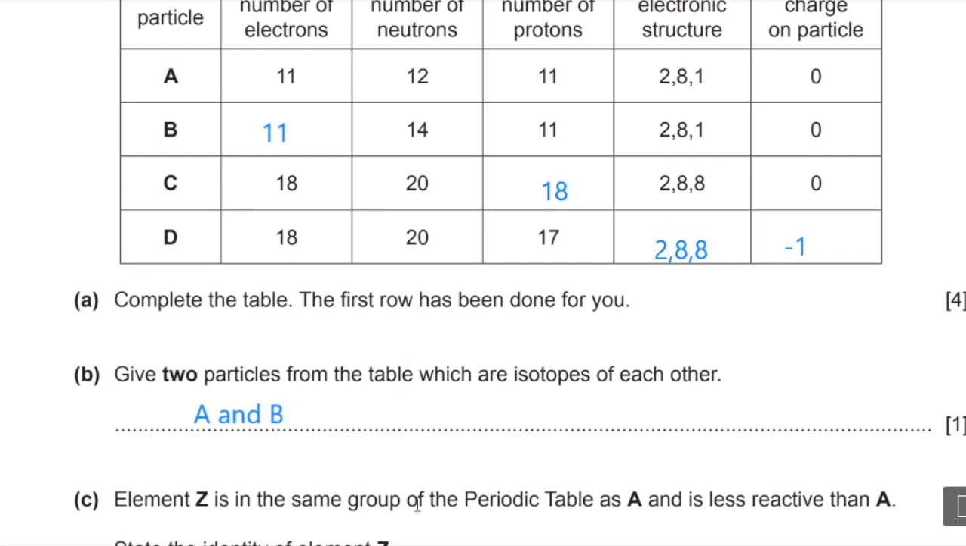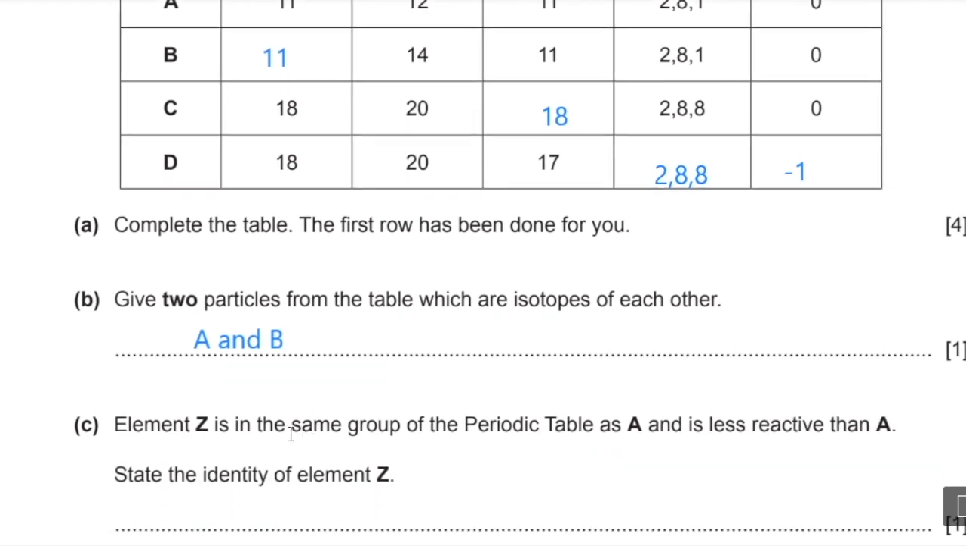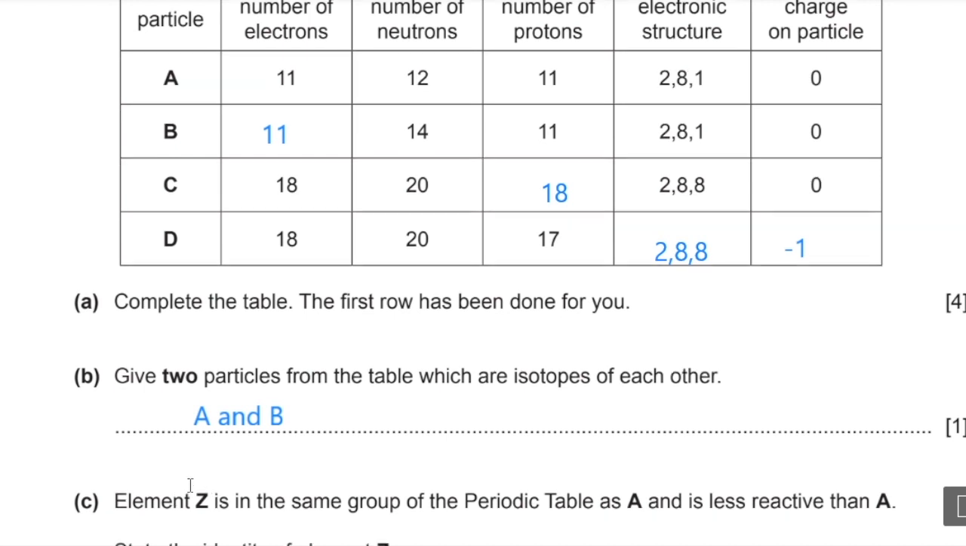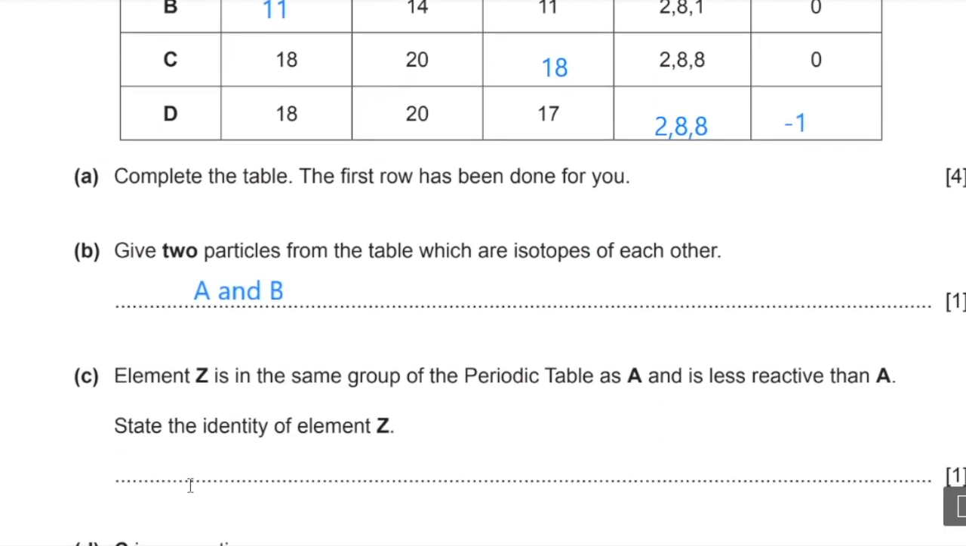Z is in the same group, meaning it is in group 1. State the identity of element Z. The question also states that Z is less reactive than A, and in group 1 the reactivity increases as you go down the group. That means Z has to be above A to be less reactive, and so therefore Z is going to be lithium.